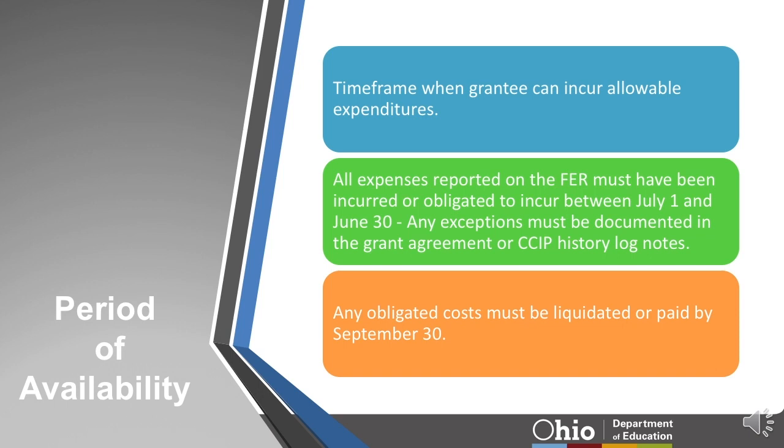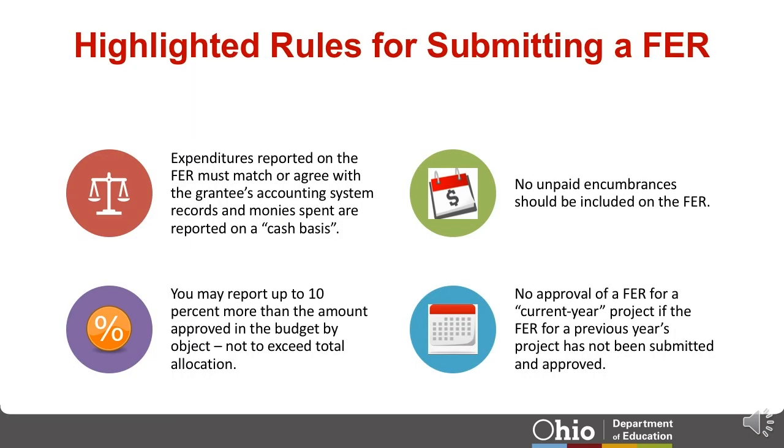Obligations such as encumbrances and unpaid invoices that are incurred outside the grant's period of availability should not be included on the FER. It is critical that expenditures reported on the FER match or agree with the grantee's accounting system records and that money spent is reported on a cash basis. As previously stated, no unpaid encumbrances should be included on the FER.